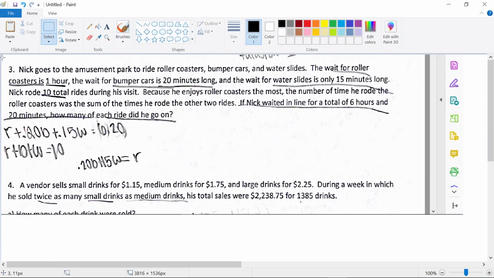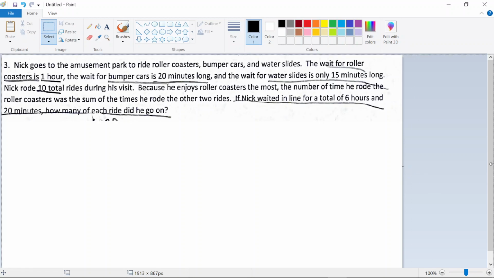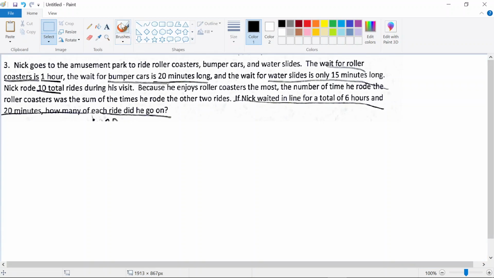Maybe it's Old Saint Nick. Maybe this is about Santa Claus going to the amusement park. I will crop that, and I will give some more room like that. This says Nick goes to an amusement park to ride roller coasters, bumper cars, and water slides. I'll call them R for roller coaster, B for bumper cars, W for water slides.